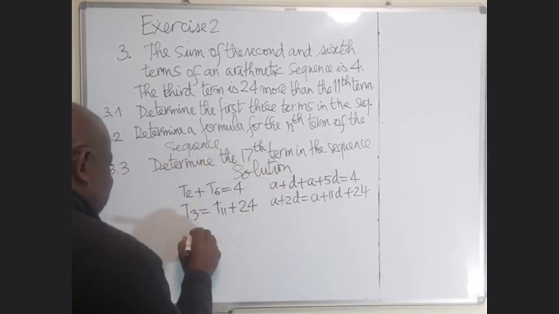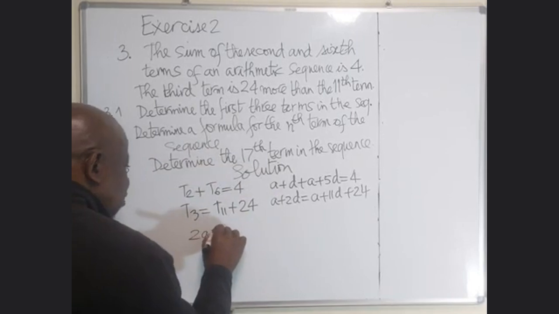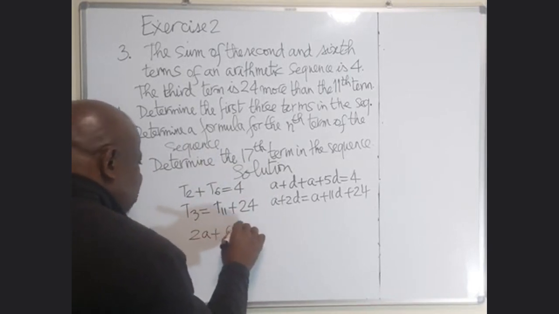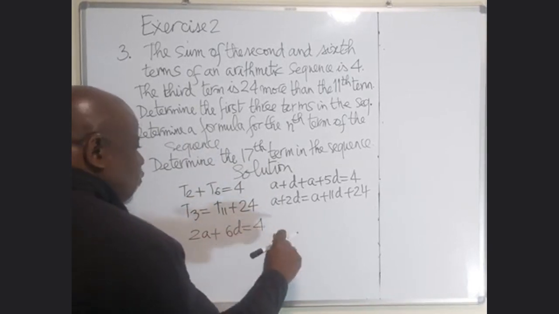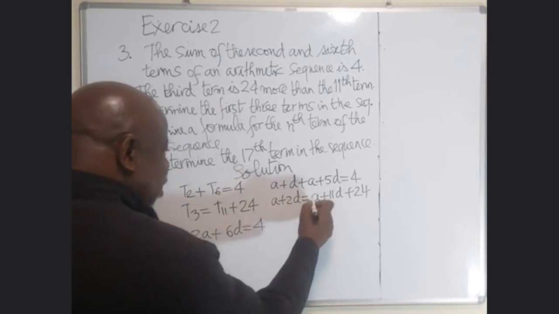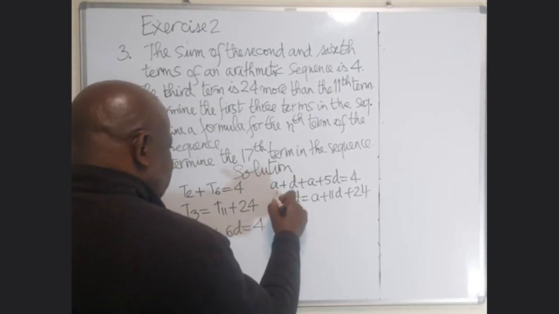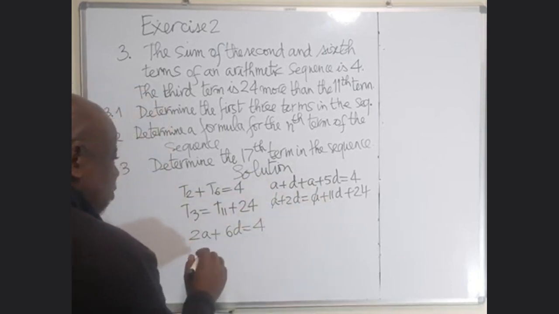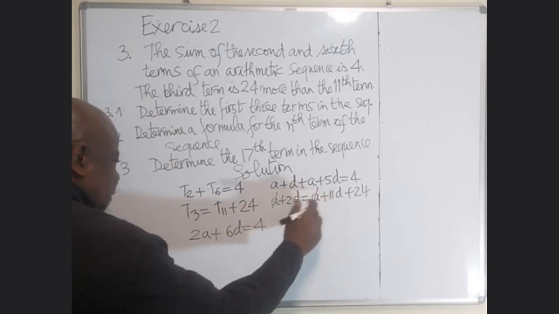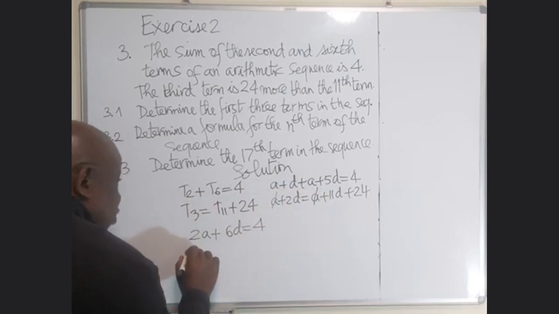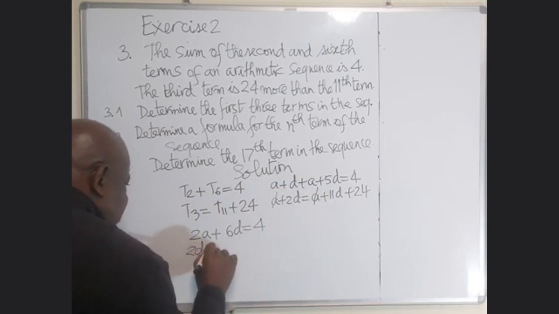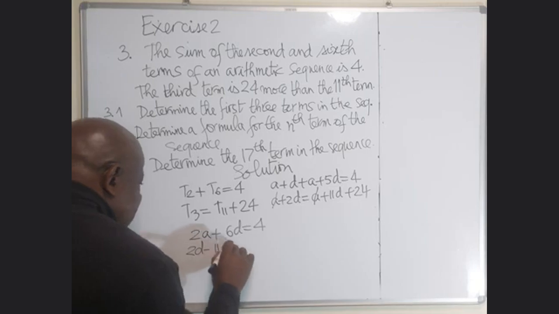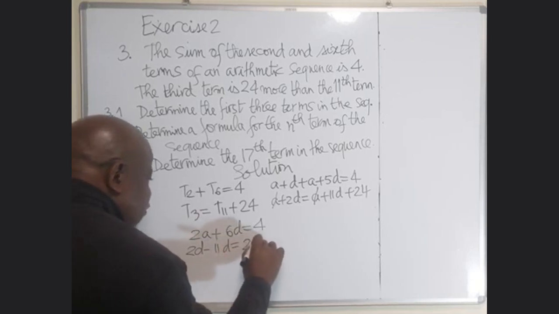We'll have for the first one 2A plus 6D is equal to 4. And here A minus A will be equal to 0. We're going to have 2D minus 11D is equal to 24.